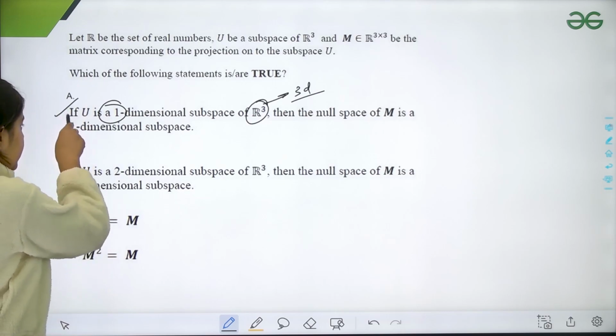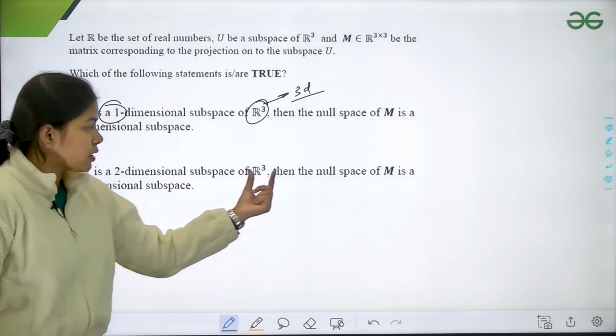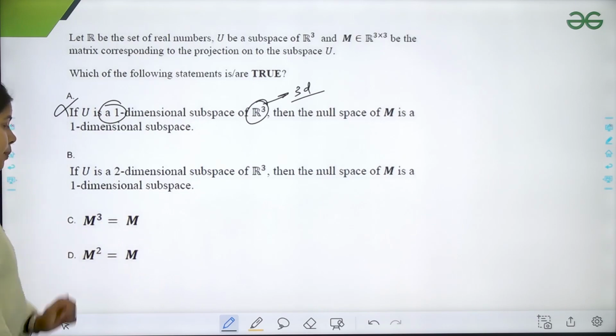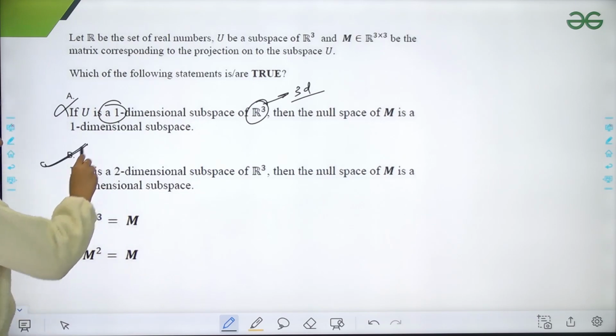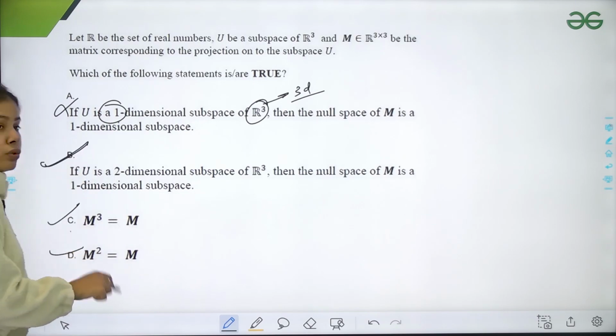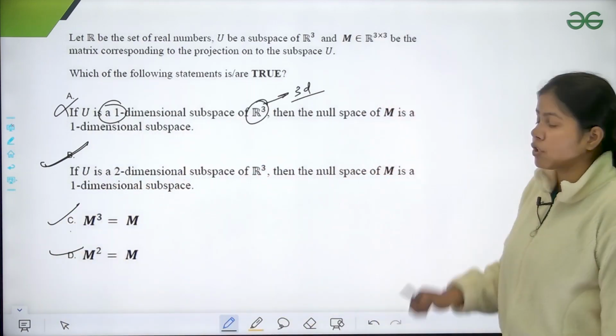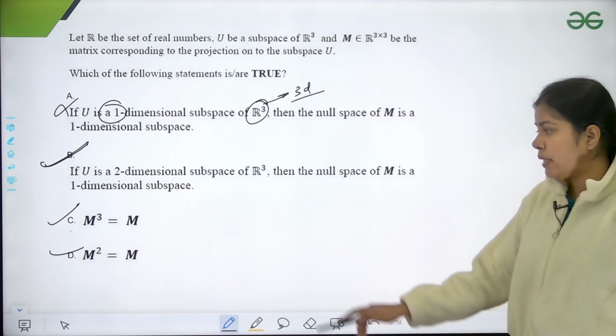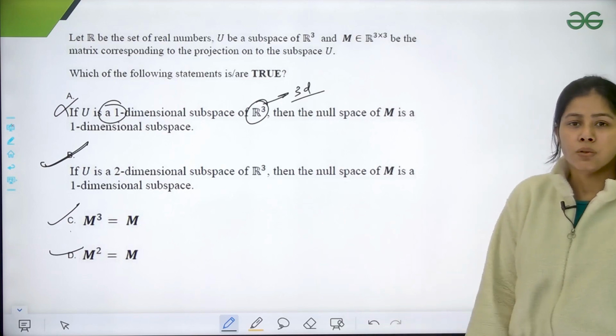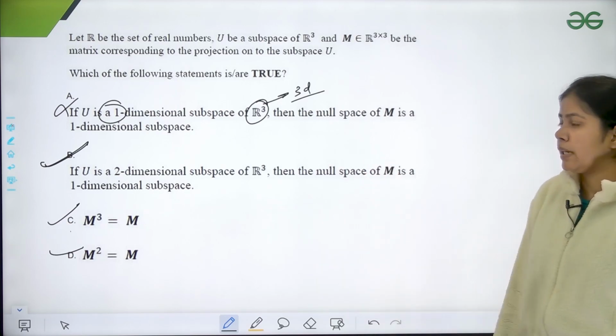Next option, so this is incorrect. If U is a 2 dimensional subspace of R cube, then the null space of M is a 1 dimensional space, that is true. And options C and D are also true because of the properties of this projection matrix. So that's why options C and D are also correct. So here B, C, D are correct.